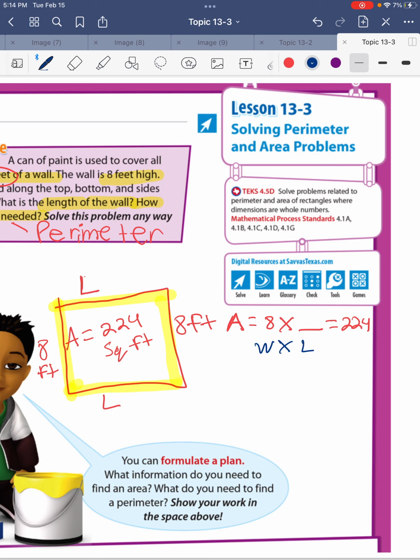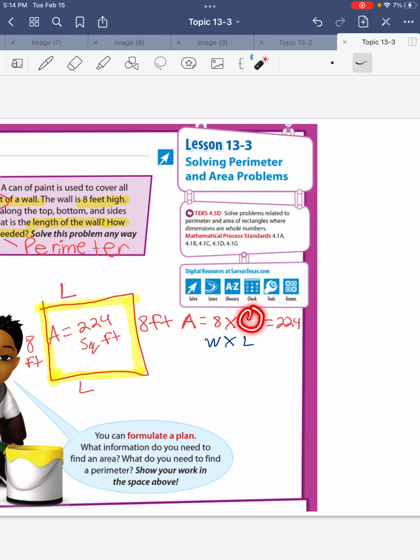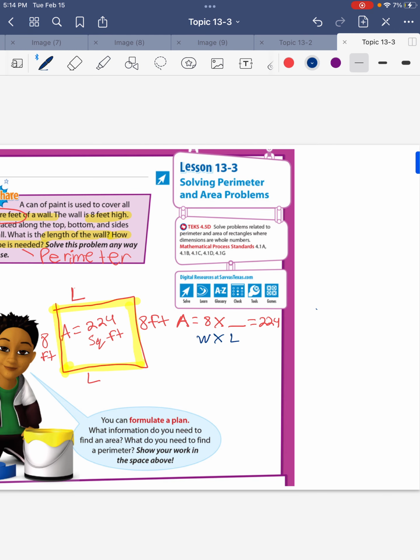So in order to figure that out, remember, I say multiplying is the opposite of division. So if I don't know what number to put here, I can divide 224 by 8. So I'm going to do that on this side. I get 224, and I'm going to divide it by 8. 8 cannot go into 2. 8's too big, but 8 can go into 22 one time. 8 times 1 is 16.